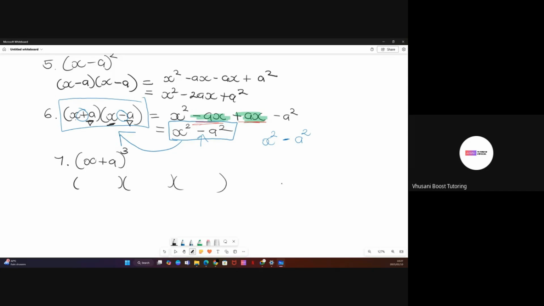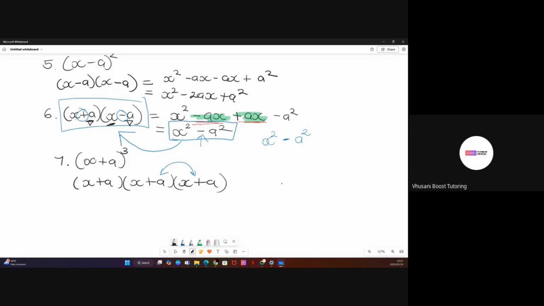Now, when you open 3 brackets, you just say x plus a, and another x plus a, and another x plus a. And then guess what? You just have to simplify all of these. So simplifying all of these, you first start off with these 2 brackets, and you do the normal foiling method. Are you guys with me?